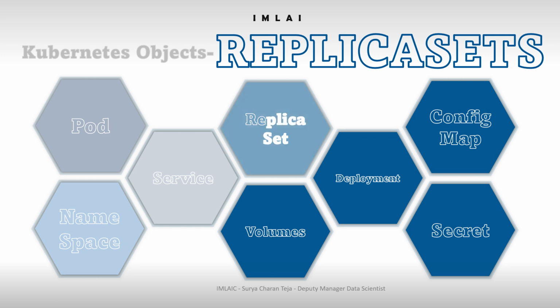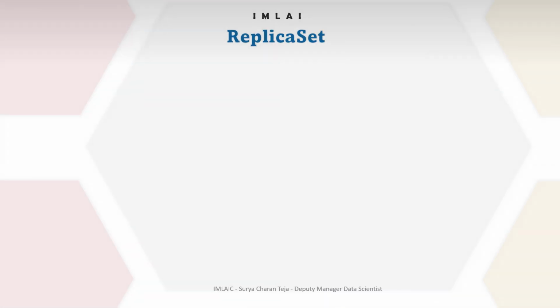But if the pod is running with a replica set object, you mention, these are the pods I want to run. So these many replicas I want to run of this pod. So replica set will do that for you. Any pod crashes, it can recreate a new pod for you, and you can mention replicas for scaling. You can add more pods into the replica set. You can remove pods from the replica set.